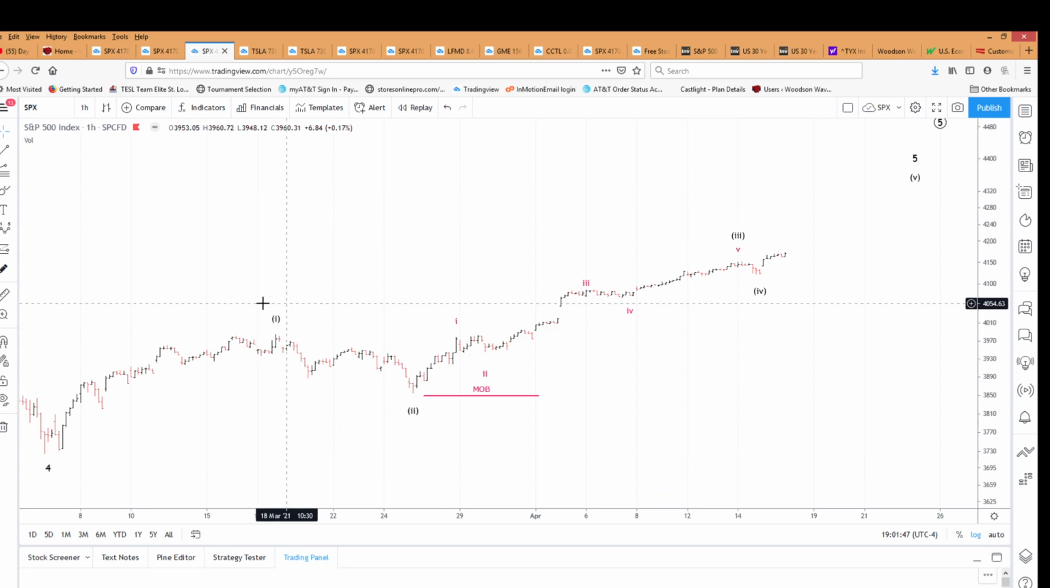You can see we've got a 1 up, a 2 down. You can see 3 has extended. 1, 2, 3, 4, 5. I've broken that down in red for you guys.